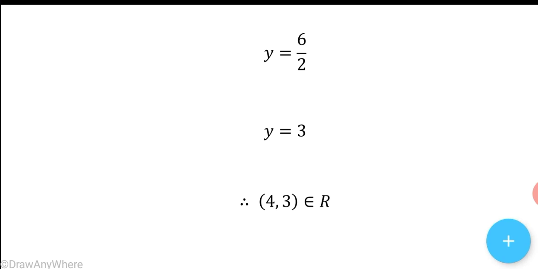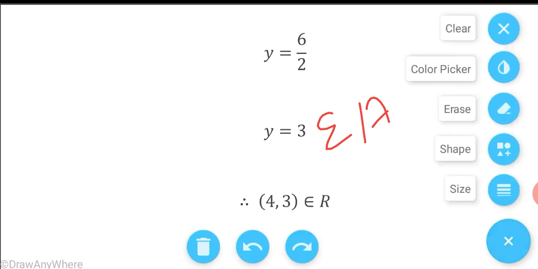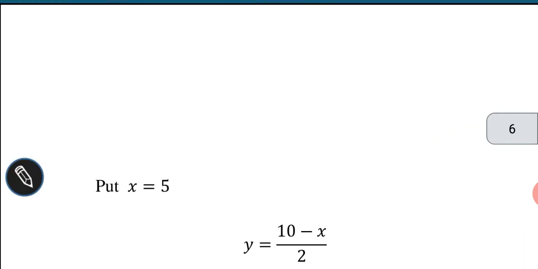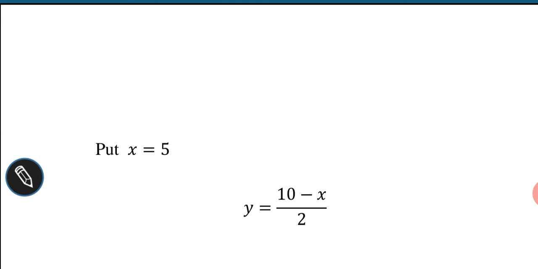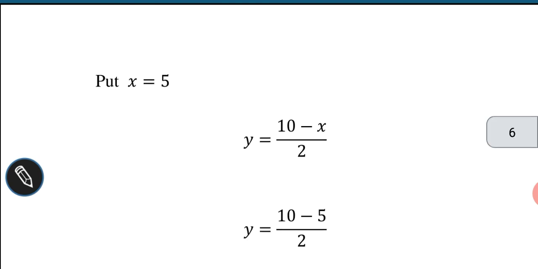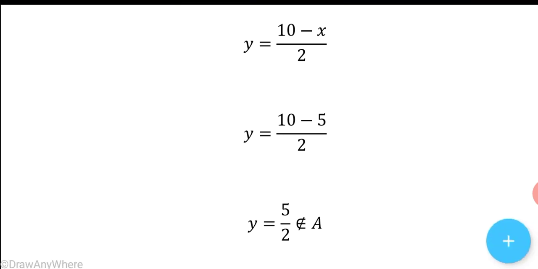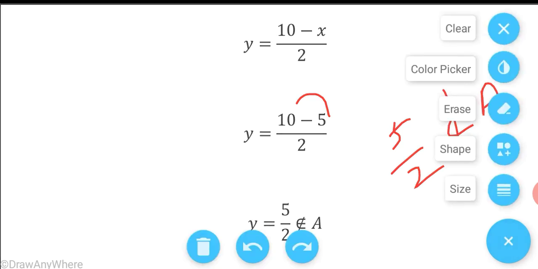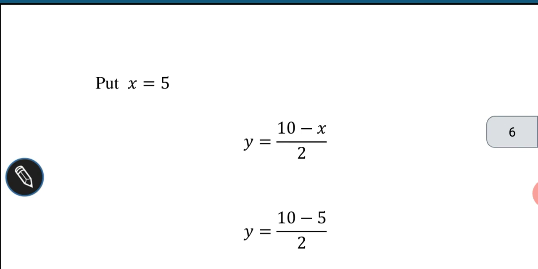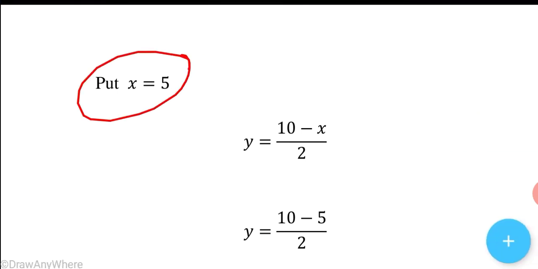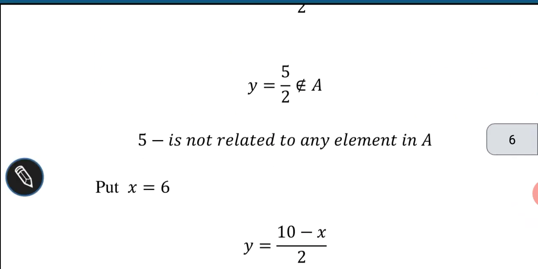4 comma 3 belongs to the relation because y is equal to 3 is related to capital A. Okay, so next put x equal to 5, y is equal to 10 minus x divided by 2, y is equal to 10 minus 5 divided by 2. So y is equal to 10 minus 5 is 5, so 5 by 2, which does not belong to capital A. Okay, so 5 is not related to any element in capital A.